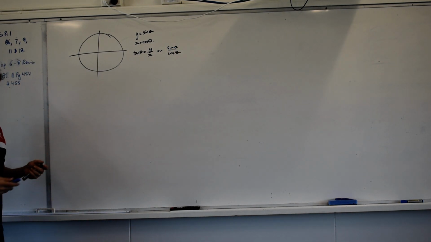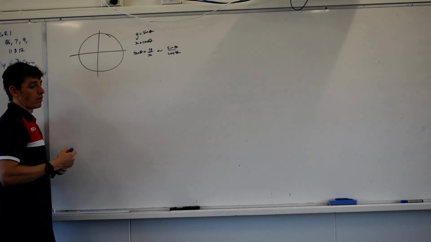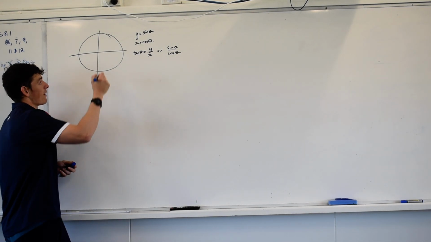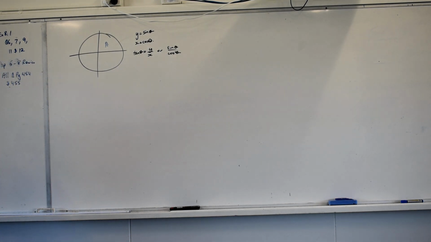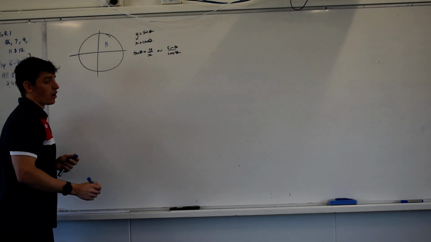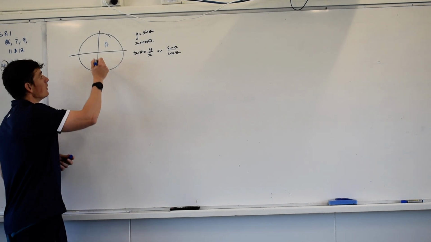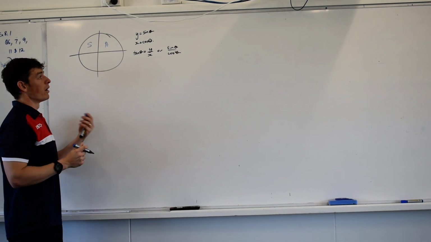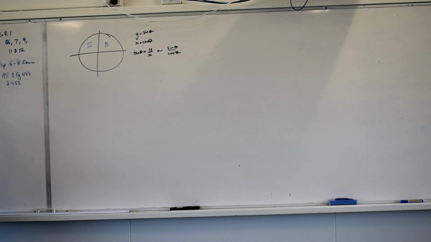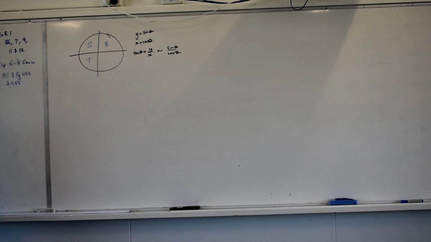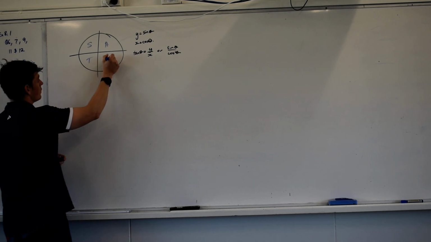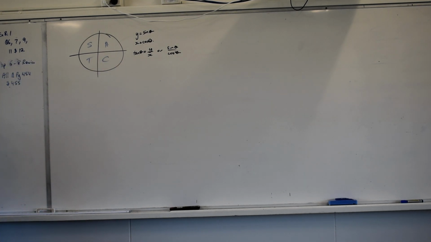We identified that in the first quadrant, x and y are both positive, so everything's positive, correct? In the second quadrant, y is positive but x is negative, so only what is positive? Only sine. In the third quadrant, both x and y are negative, which means that only tan is positive. And in the fourth quadrant, x is positive, y is negative, which means that only cos is positive. Sweet? Happy with that? We did that last time.